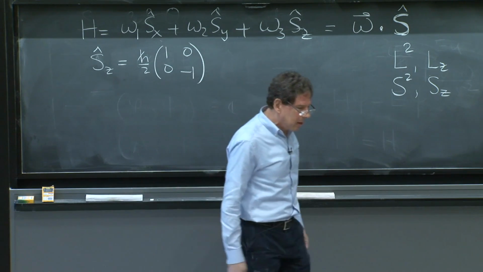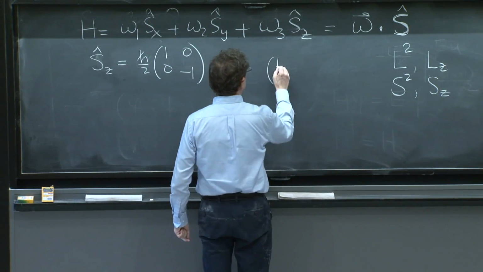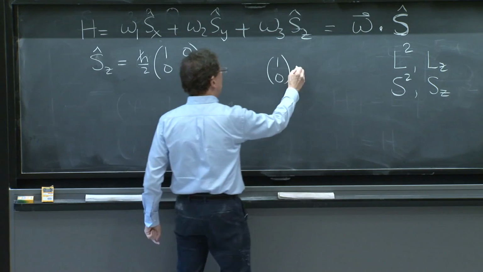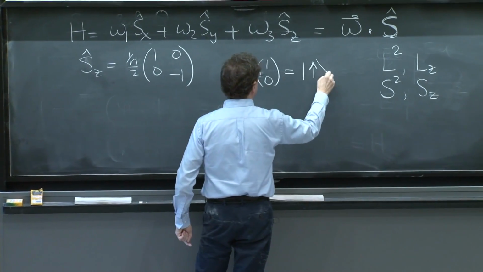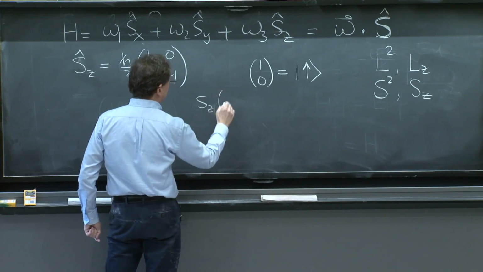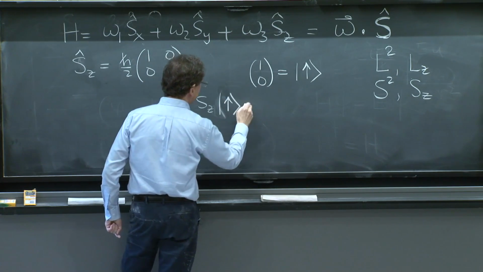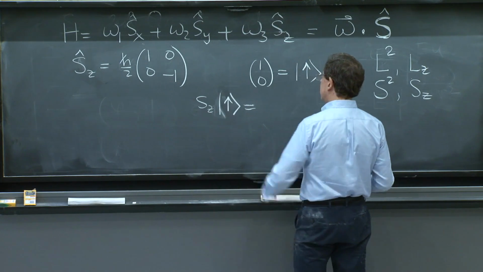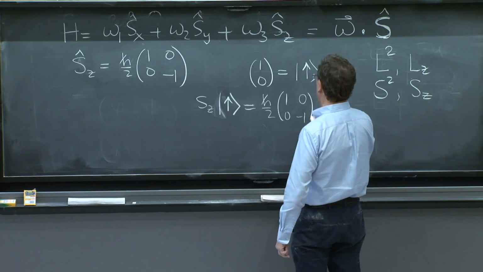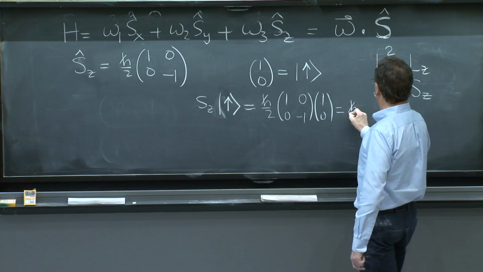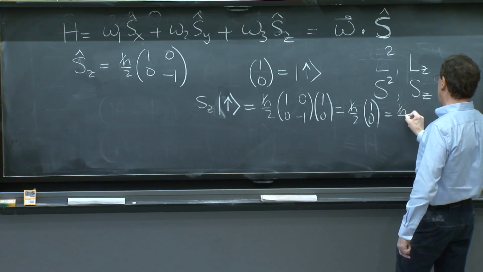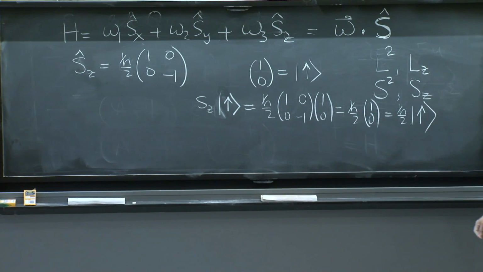I have one state. I don't know how I want to call it. I'll call it (1, 0). It's one state, and that's an eigenstate of it. We'll call it, for simplicity, up. We'll see why. SZ acting on up is equal to h bar over 2 times the matrix (1, 0; 0, -1) acting on (1, 0). That's h bar over 2, and the matrix gives you (1, 0). So it is an eigenstate because it's h bar over 2 times up, the (1, 0) state again.